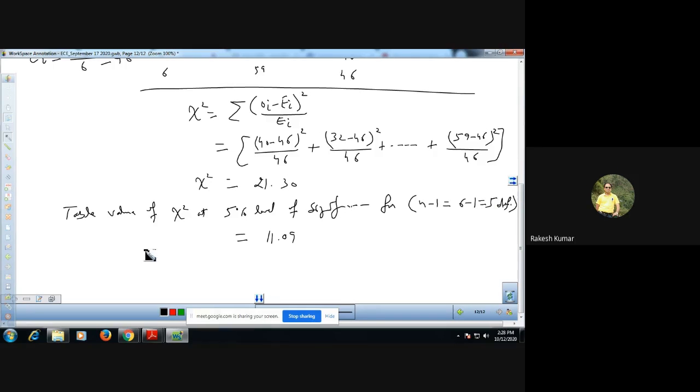Clearly, the calculated value is bigger than the table value. So therefore, the null hypothesis is rejected. It means the die is not unbiased. The die is a biased die. So this is the procedure to apply the chi-square test.